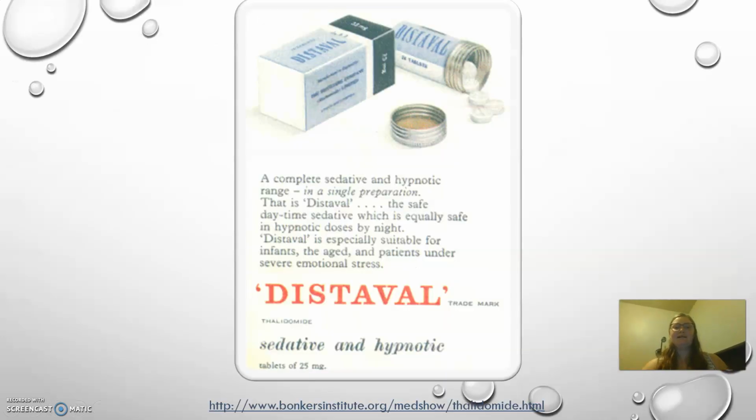So, under the brand name of Distaval, in West Germany, 1957, a new drug was released onto the market. It was touted as a cure for headaches, insomnia, and morning sickness. Fast forward 4 years, 1961. Around 10,000 children have been born, and half of those have died with birth defects traced back to thalidomide. Now, what happened, and how can we fix it?